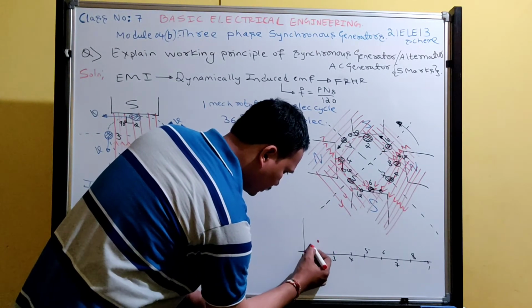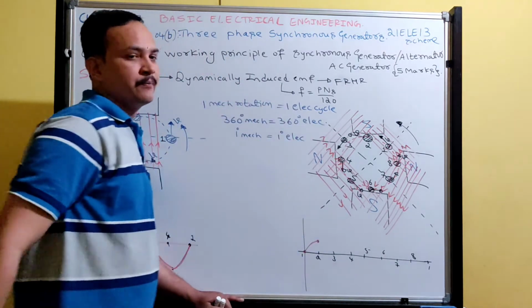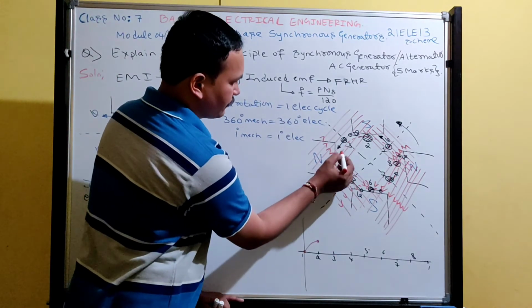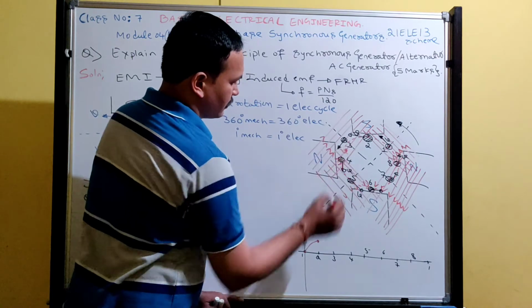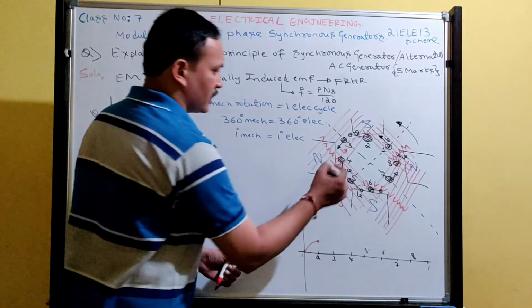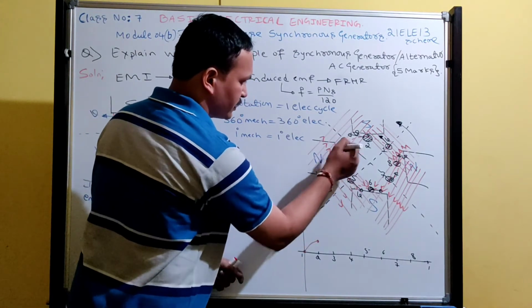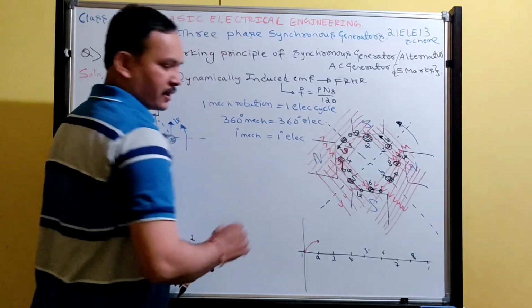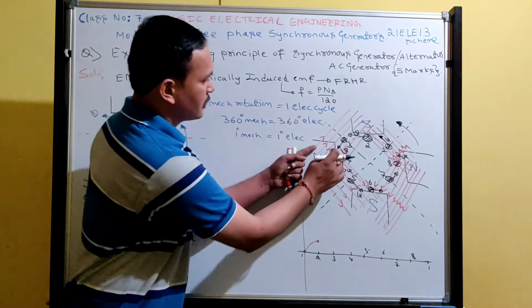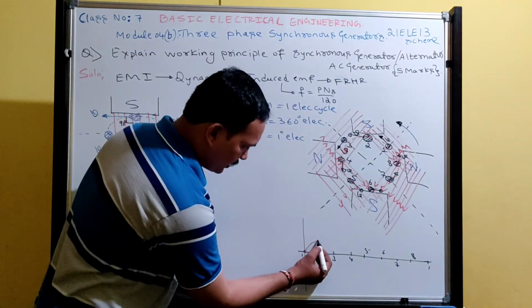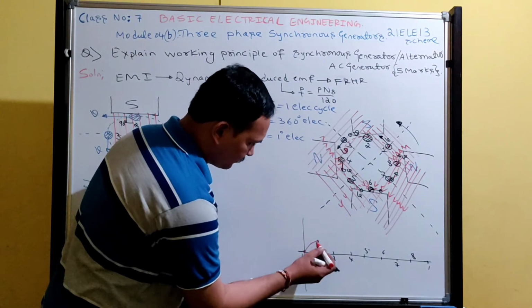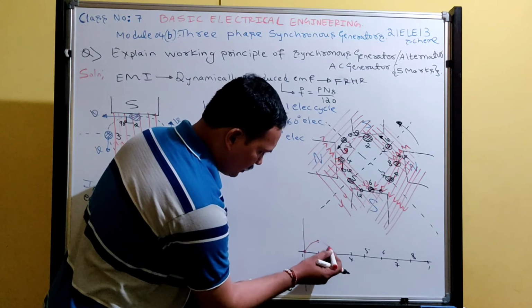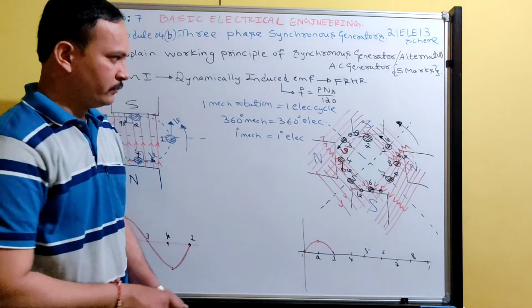Some induced voltage will be there. Okay. Next at position 3. See at position 3, what is the velocity? At position 3, velocity is parallel to lines of flux. So induced EMF will be minimum. At position 3, induced EMF will be minimum.